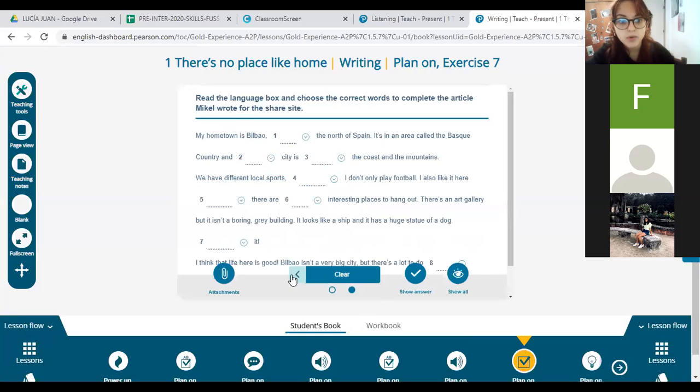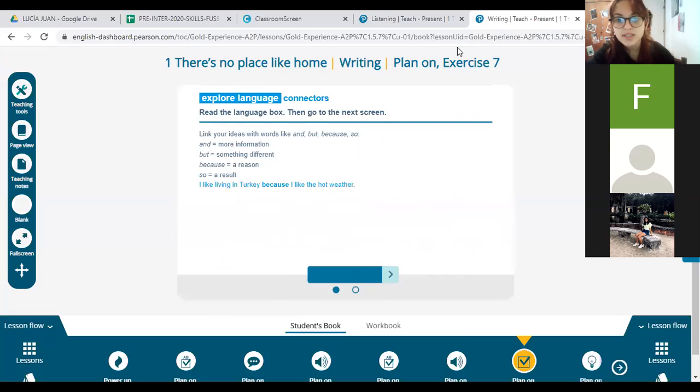Here we have more exercise. So this is exercise 7, and we have more useful language, this one related to connectors. Do you know what connectors are? Conectores. They serve the purpose to link our ideas. So we have one idea here, and we link them through a connector.